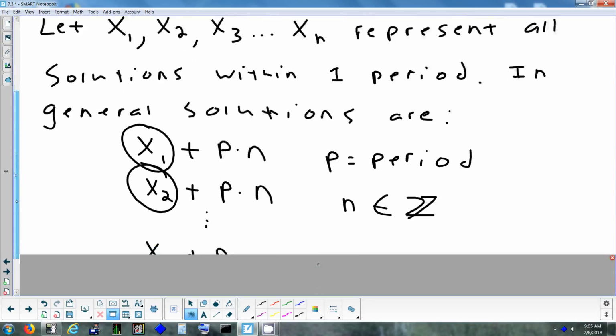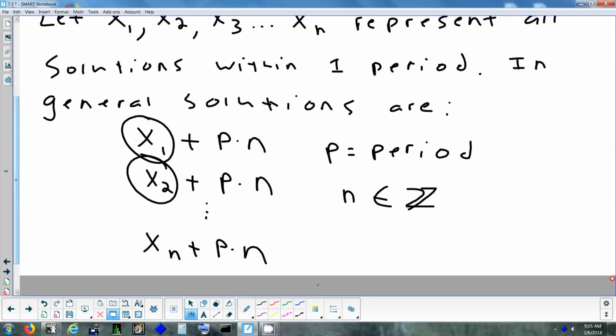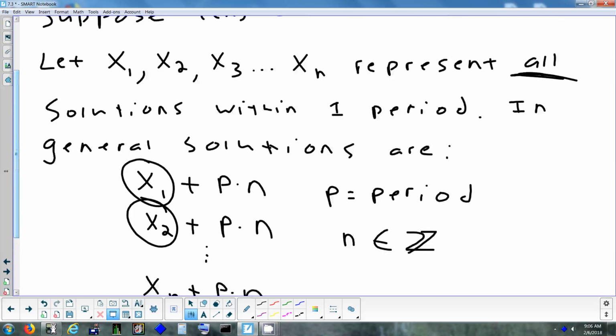Okay. So any questions on that idea? All right. Well, the only time you don't have to write plus the period times n is if they specifically say in the problem, find all solutions between, say, 0 and 10. If they say to just find answers between 0 and 10, that's all you have to do. Just write down everything between 0 and 10. Don't put plus period times n. That's only if they ask for all solutions.